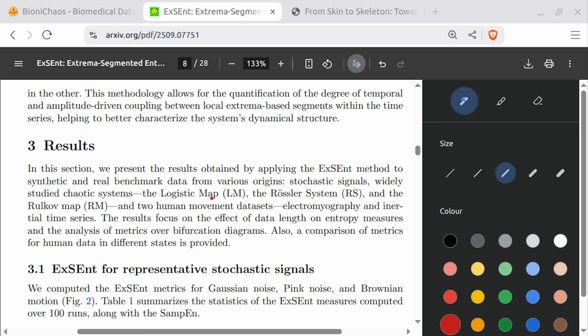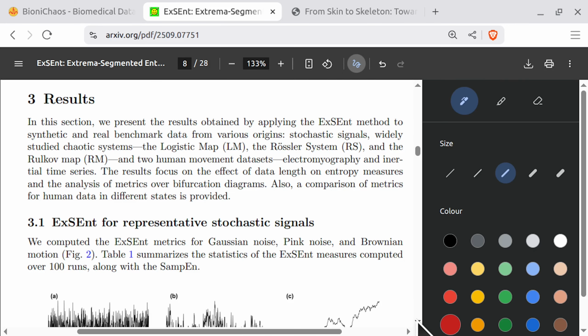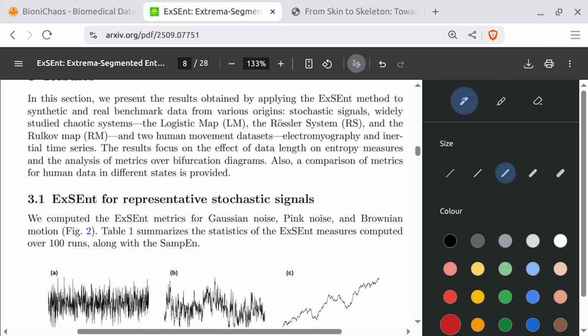I've now scrolled down to section 3, results. Okay, can you review this in plain language? This section, results, describes the findings of applying the ExSEnt method to different types of data. This includes computer-generated random signals, chaotic systems like the Logistic Map and the Rössler system, and actual human movement data from electromyography and inertial time series. The focus of the results is on how data length affects the entropy measurements, and how these measurements change across bifurcation diagrams. It also compares the metrics for human data in different states.